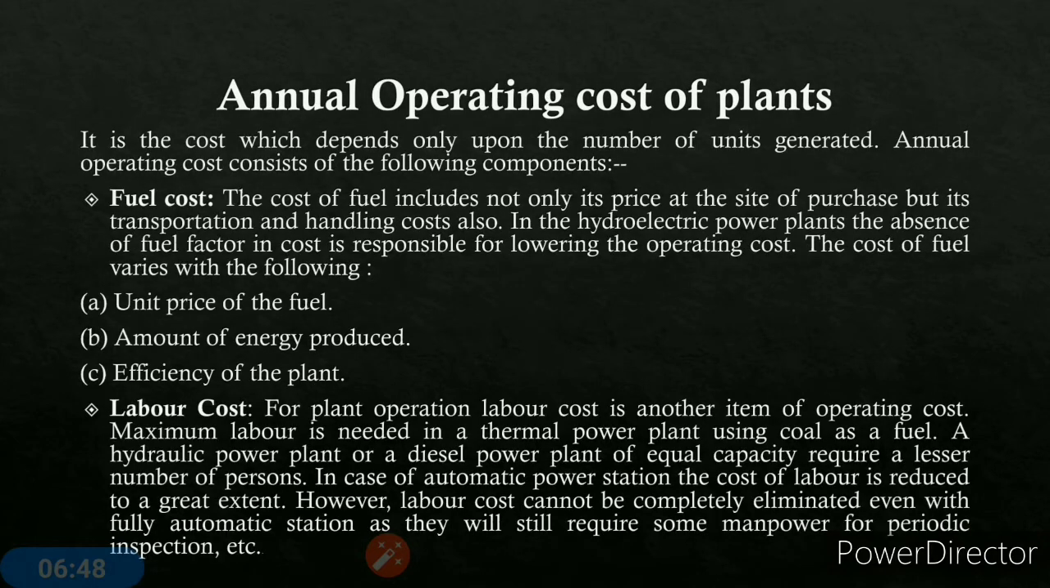Now the next term is the annual operating cost of the plant. The annual operating cost depends upon the number of units generated.